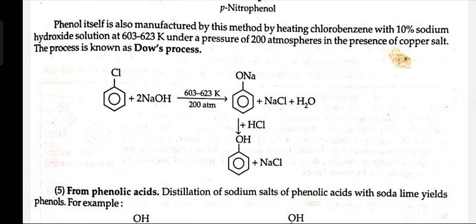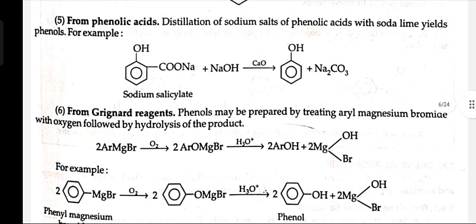Phenol itself is manufactured by the heating of chlorobenzene with a 10% sodium hydroxide solution at a temperature of 623 Kelvin under the pressure of 200 atmospheres in the presence of copper salt. This process is known as Dow's process.